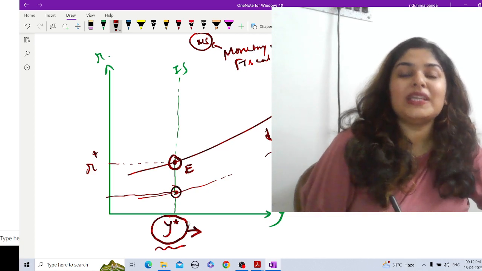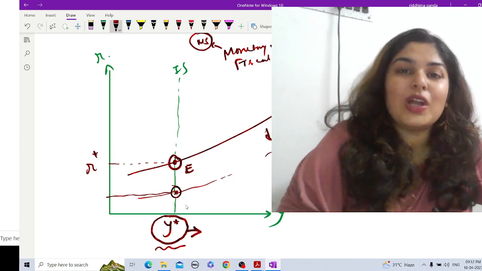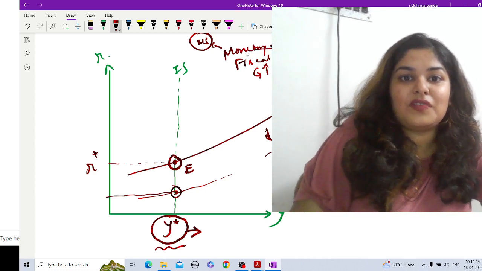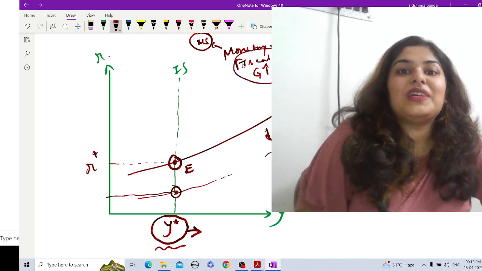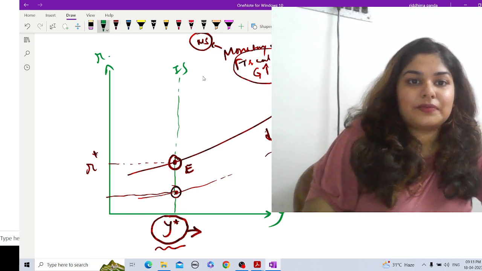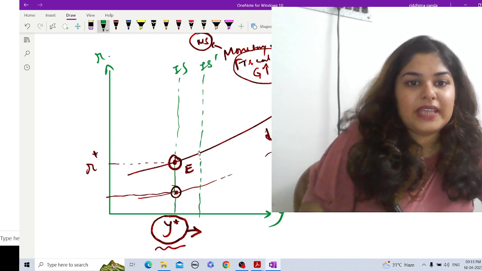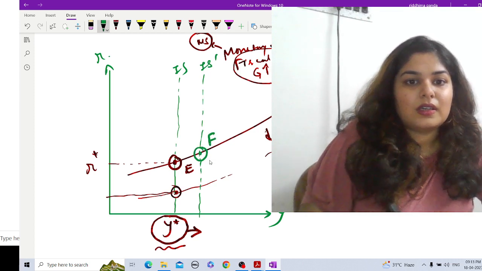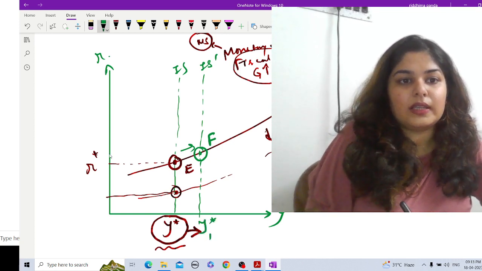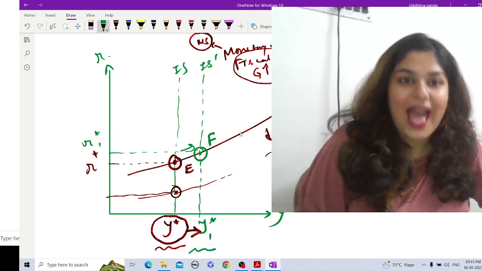So in order to increase Y, the IS curve needs to be shifted, and the IS curve shifts only when there is a fiscal policy change, that is, if G is increased or T is decreased. By increasing G or reducing T, the IS curve will shift to the right, say IS1, from point E to point F. As a result, the equilibrium income is Y star 1 and the rate of interest is R star 1. So definitely there is some progress in income, and that means it is effective.